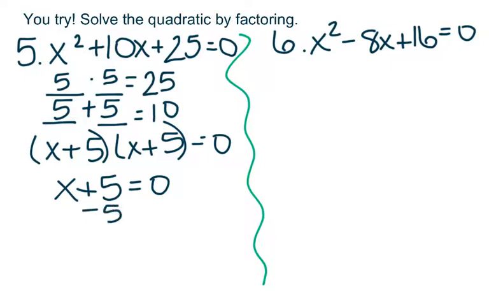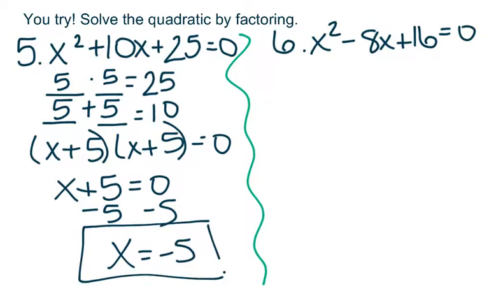And now I'm going to solve for x. So x equals negative 5. This one only has one answer, and if you had graphed it, it's only going to hit the x-axis one time. The second one usually throws people off.